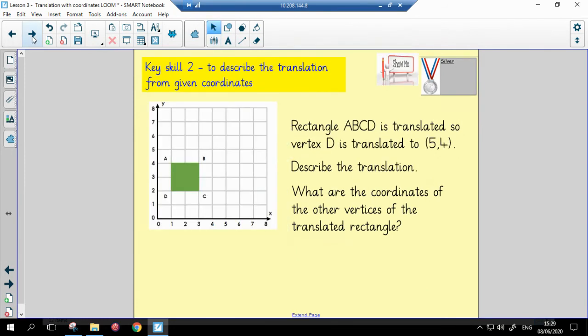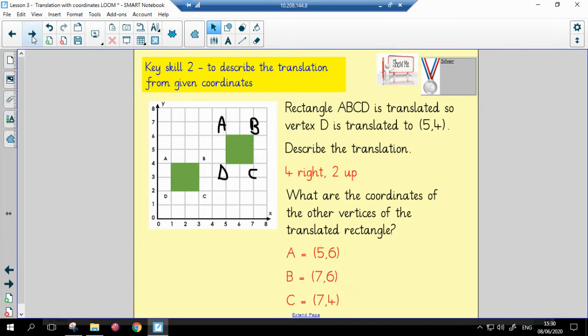So finally, it's your chance to have a go. This should be underneath the last question that you've just attempted. The vertex D is translated to 5, 4. So first of all, I'd like you to describe the translation and then tell me the coordinates of A, B and C. When you're ready, the answers are on the next slide. Okay, how did you do? If you made a mistake, please get your purple pen and correct your answer.